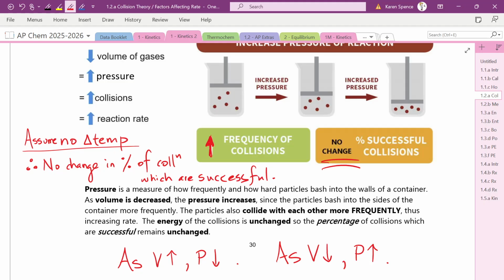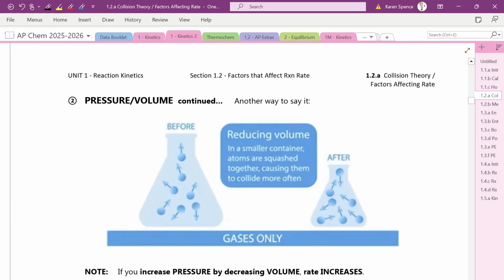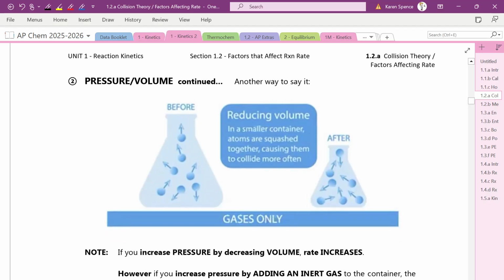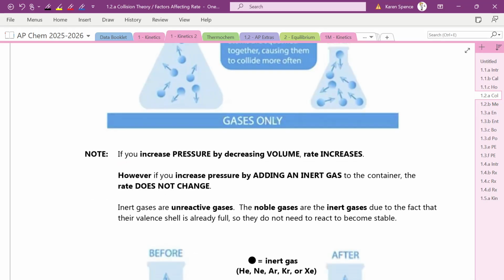All right. This is just another picture. I don't know, I like to see it. I found these pictures and I was like, I can't leave it out. It's just so nice. Okay, now we have another way of changing the pressure. Not this one. Here we go.